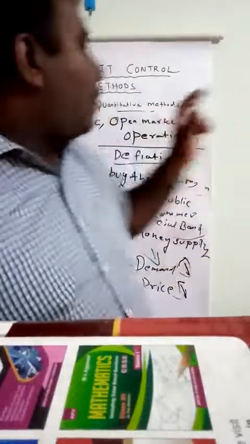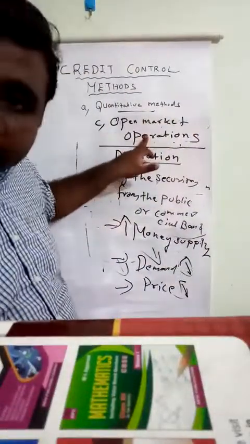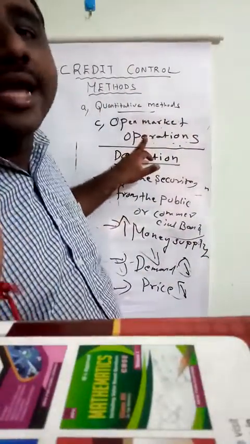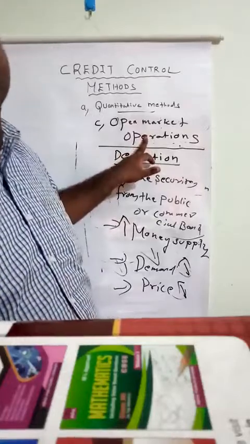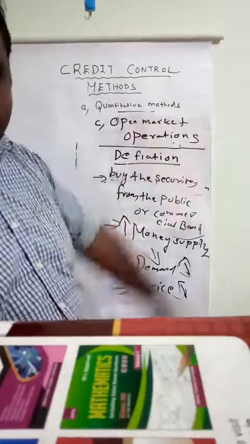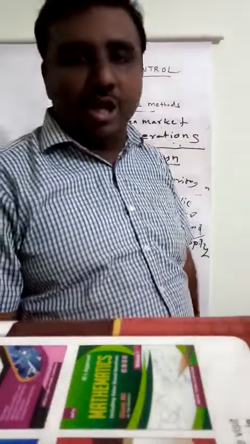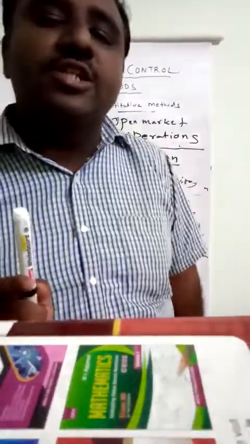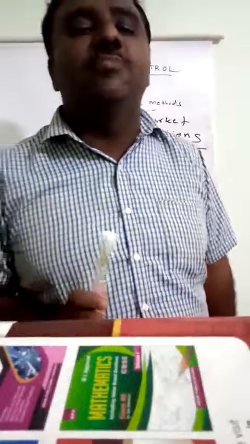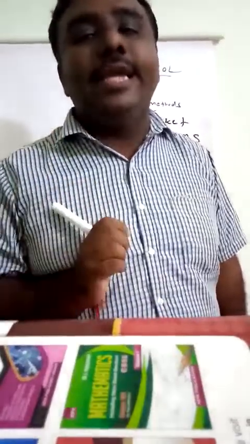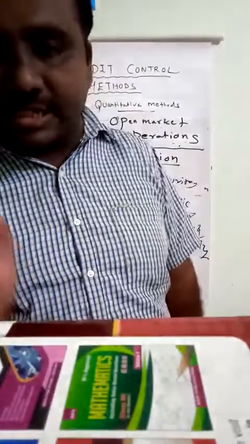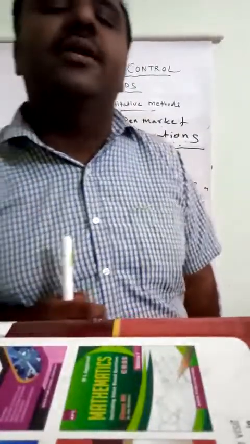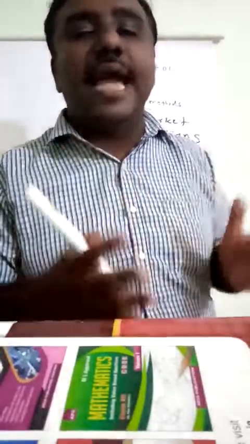So what is open market operation? Open market operation means selling and buying of securities by the central bank from the public or from the commercial bank. Very, very important, students: open market operation means buying and selling of securities by the central bank from the public. It is the definition of open market operation. Then what will happen at the time of inflation and what will happen at the time of deflation?